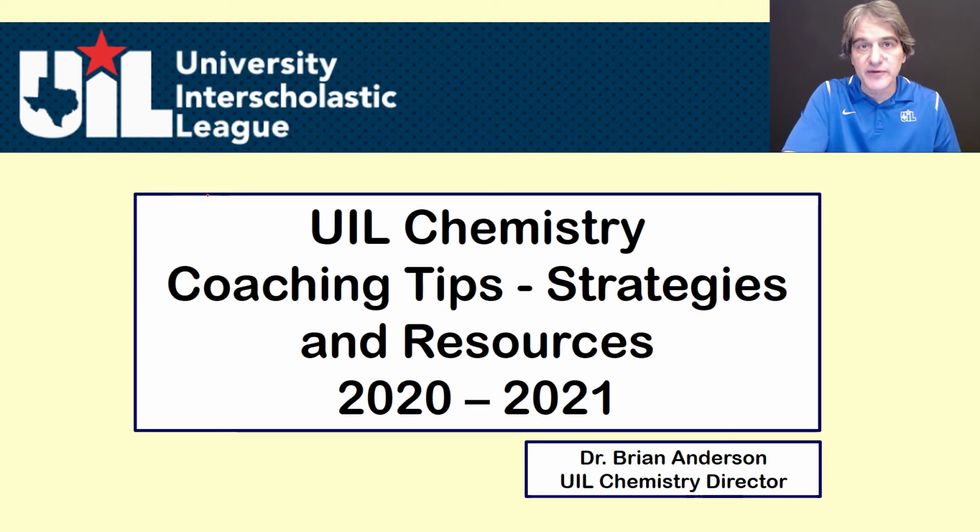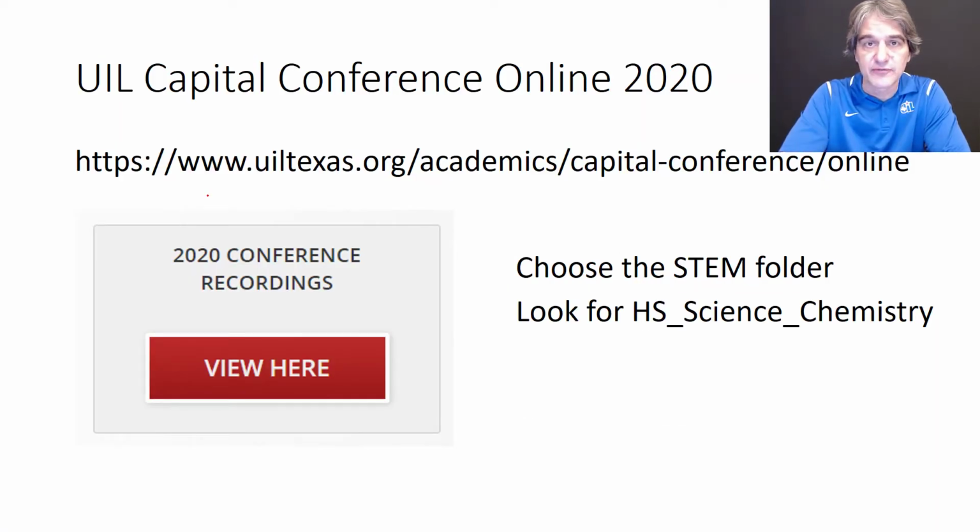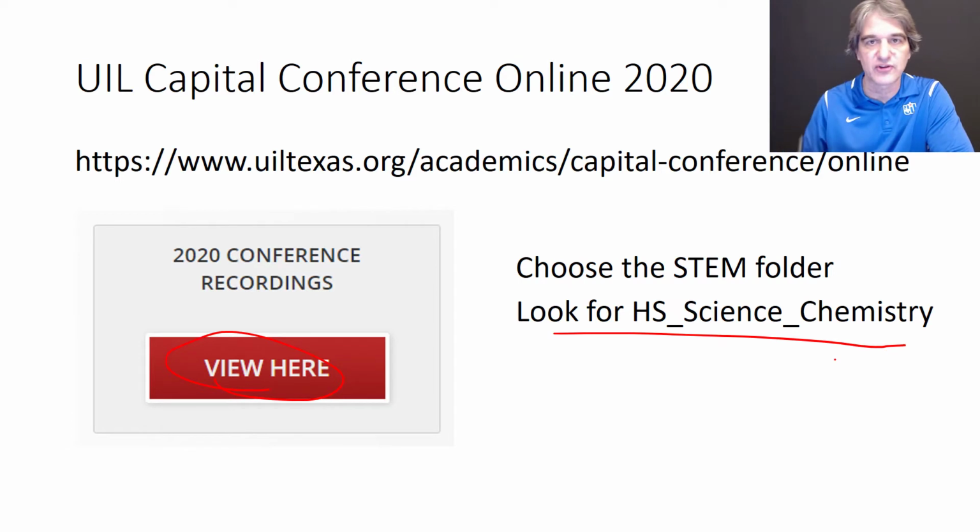First of all, there's a couple of other videos that I want to make sure you're aware of. Our Capital Conference last June was online, and we did a recording of a Zoom meeting for that. You can find that by Googling UIL Capital Conference 2020. When you get to that page, you'll find the 2020 conference recordings. You'll find the big red button. Just click that button, and that will send you to another page. And look in the STEM folder, choose the STEM folder, and look for High School Science Chemistry.